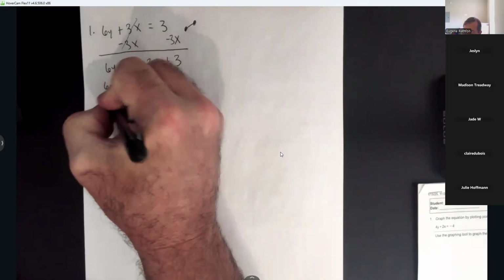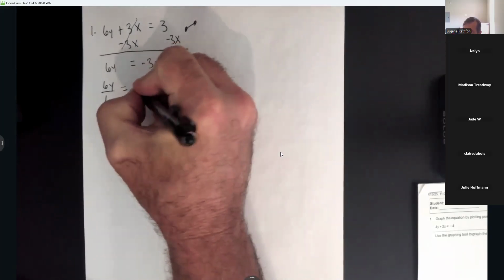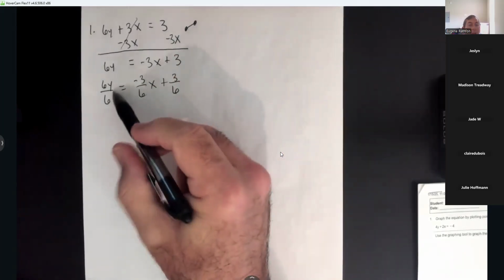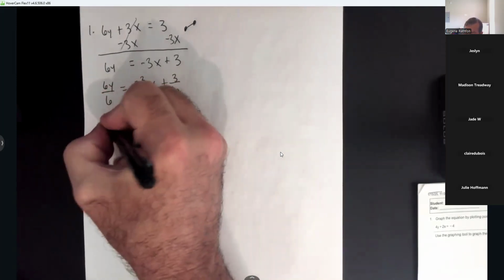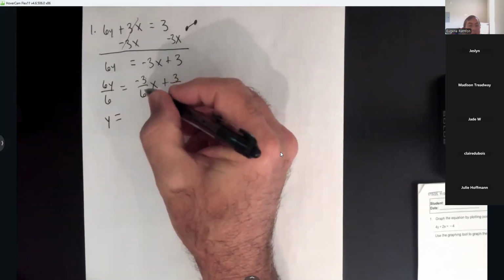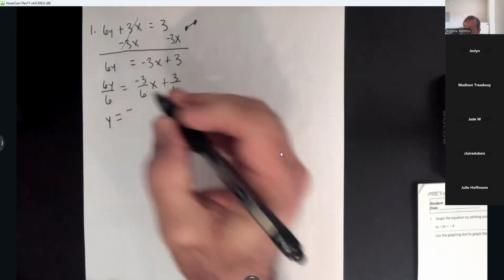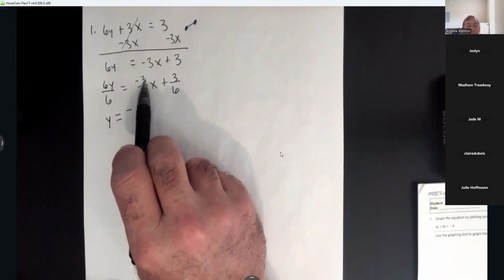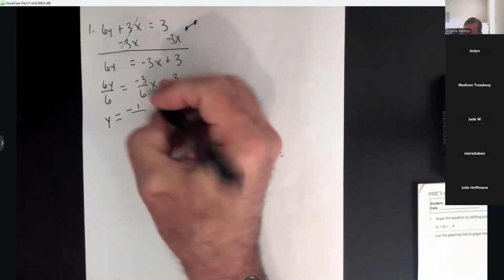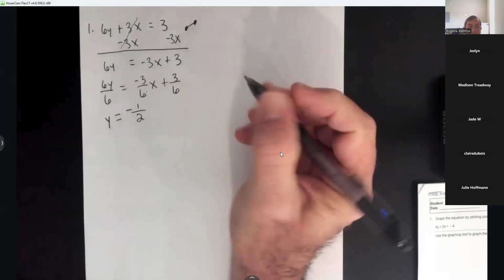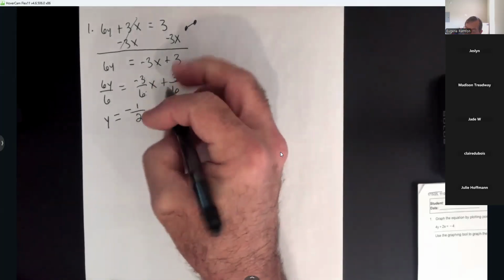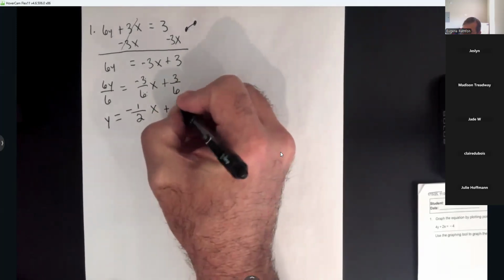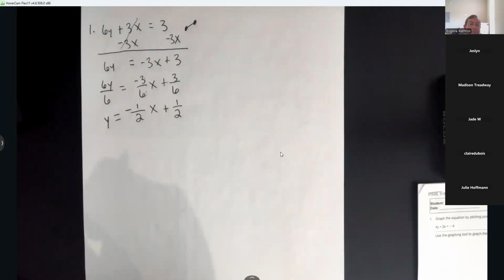So remember, when you're doing division, every single term has to be divided. All right, so 6 divided by 6 gives me 1y. Negative 3 over 6 does not divide, but we can reduce this because both of these will divide by 3. So 3 divided by 3 will make that a 1 on top. 6 divided by 3 makes that a 2 on bottom. So that reduces to a negative 1/2 x plus, and that's the same thing, so that's going to end up being a 1/2.